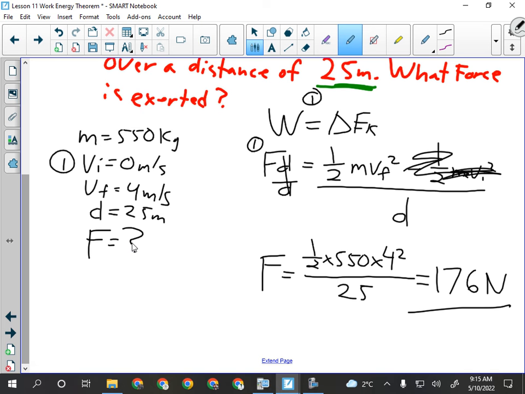Okay, so a work energy theorem problem is going to ask you to calculate force, or it could ask you to calculate distance, or it could ask you to calculate one of the speeds, initial or final. Okay? If this was a question about potential energy, it could be force, it could be distance, or it could be height. One of the heights, initial or final.